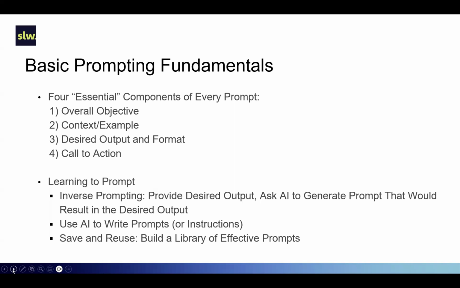If you're new to prompting, two things that I would suggest. There's a concept that I think of as inverse prompting. In the context of drafting a patent application, you might provide a model 3 or 4 paragraphs, and then ask the model to generate the prompt that would result in those three or four paragraphs. So this is a very quick way to get an understanding of what the model is expecting in terms of a prompt to generate specific types of output.